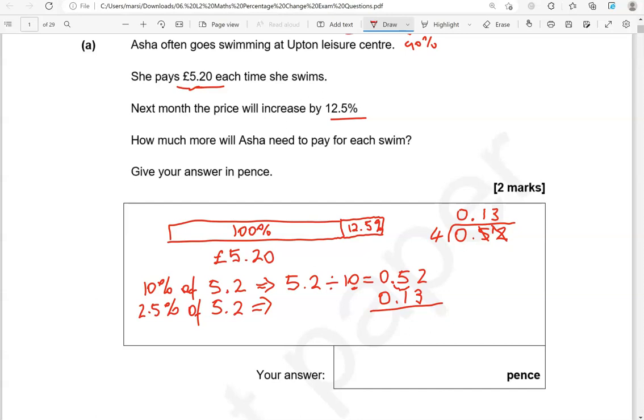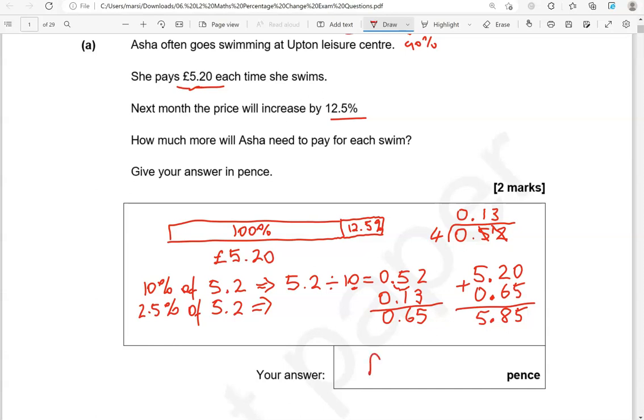Now, if we add these two amounts together, it should give us what 12.5% is. 2 and 3 is 5, 5 and 1 is 6, 0 and 0 is 0. So that is 12.5%, which is 0.65. We need to add it on top of the £5.20 that we had. So lining these up correctly, with the decimal point under the decimal point: 0 and 5 is 5. 2 and 6, 8. 0 and 5 is 5. So £5.85.